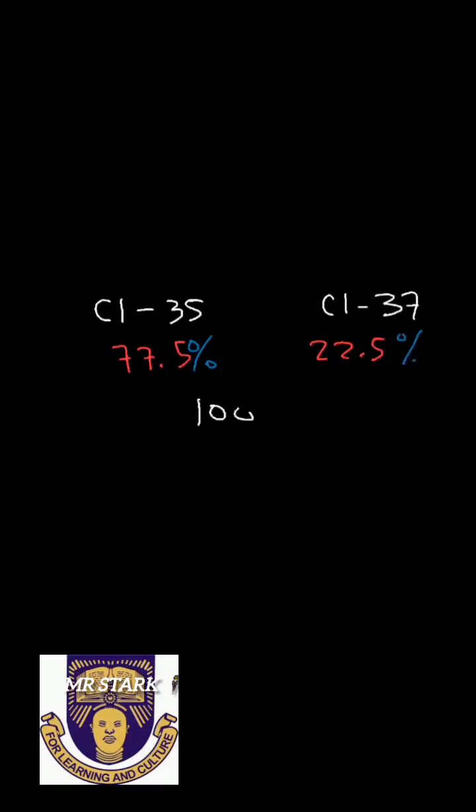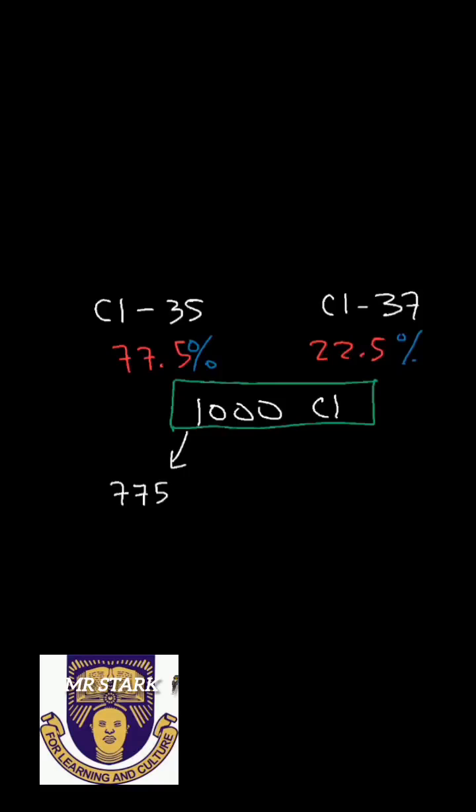So if we have 1,000 chlorine atoms in this sample, how many of those atoms would be chlorine 35 and how many is chlorine 37? So out of 1,000 atoms, 775 would represent chlorine 35. The other 225 would represent Cl37.